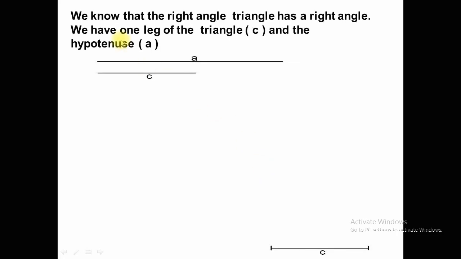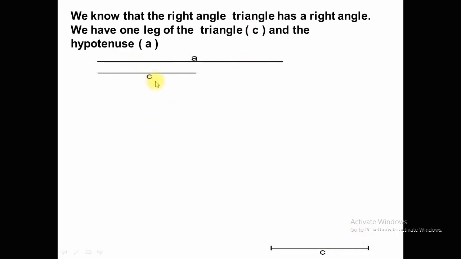Now we know that the right angle triangle has a right angle. We have one leg of the triangle and the hypotenuse. For the construction, we have these three things known. In a right angle triangle, one angle is 90, this is known. The length of the hypotenuse is known. Suppose A is the length of the hypotenuse, and the length of the other leg, suppose C, is also known. Now of these two sides, one is the hypotenuse and the other is the other leg. So don't consider the hypotenuse as a base. Consider the other leg, suppose C, as a base.